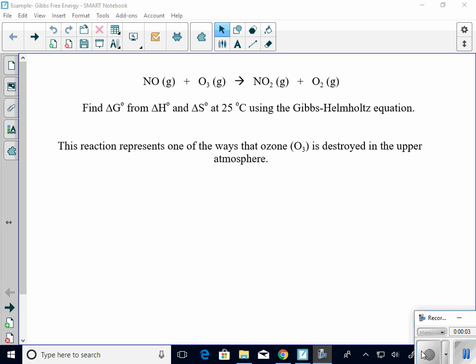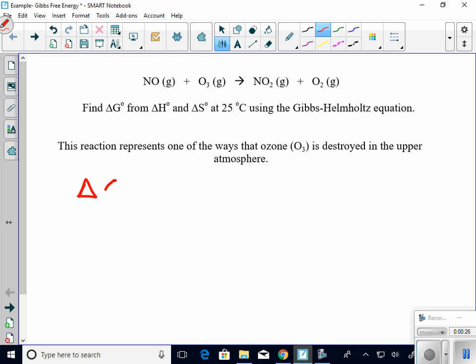Now, when we are discussing this type of problem, and we talk about the Gibbs-Helmholtz equation, we're stating that delta G is equal to delta H minus T delta S. That is the Gibbs-Helmholtz equation.